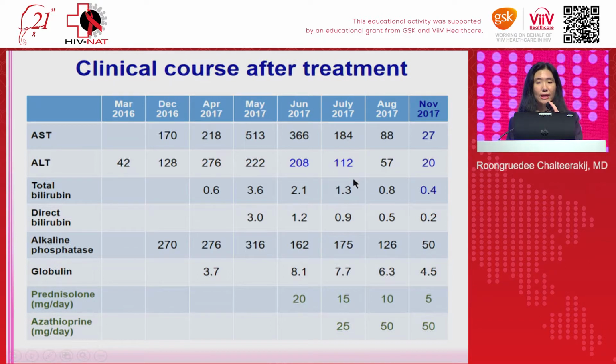When the AIH was diagnosed, we started with prednisolone 20 mg per day. One month after the treatment, the ALT went down from 200 to 100, and you can also see that the globulin went down from 8.1 to 7.7. Within 3 months, ALT was normalized, and we could reduce the dose of prednisolone and azathioprine. Globulin went down from 8.1 to 4.5.